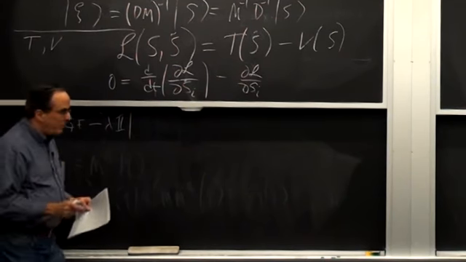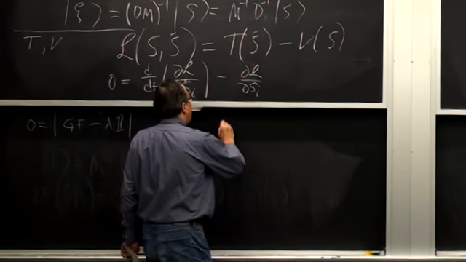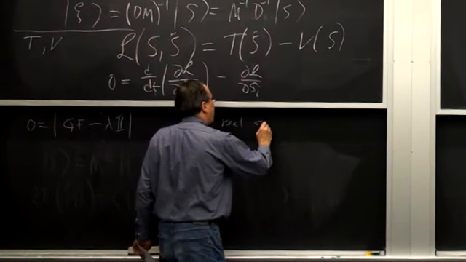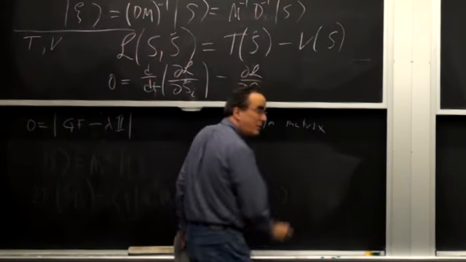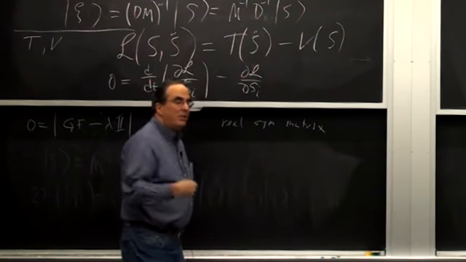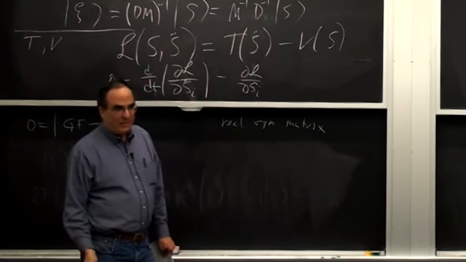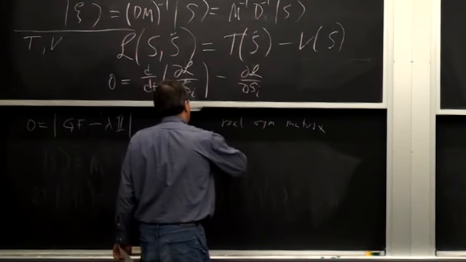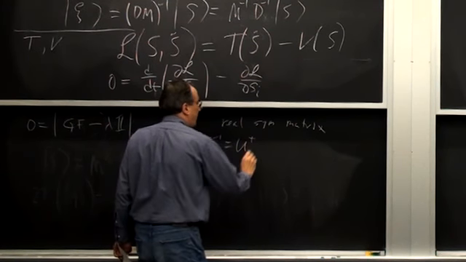Now we're used to looking at a problem and saying we have a real symmetric matrix. If we have a real symmetric matrix, then you can diagonalize it using a unitary transformation. A unitary transformation is one where the inverse is equal to the conjugate transpose.